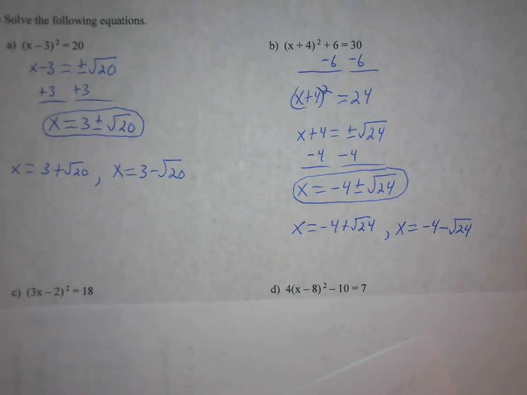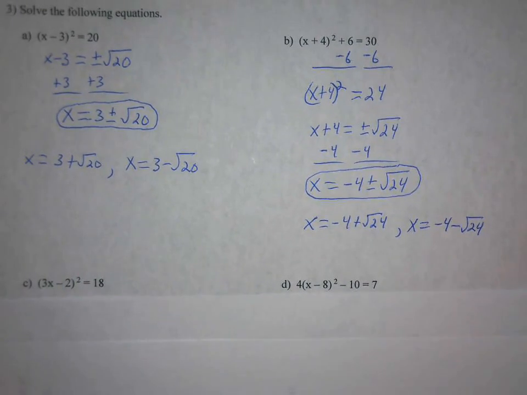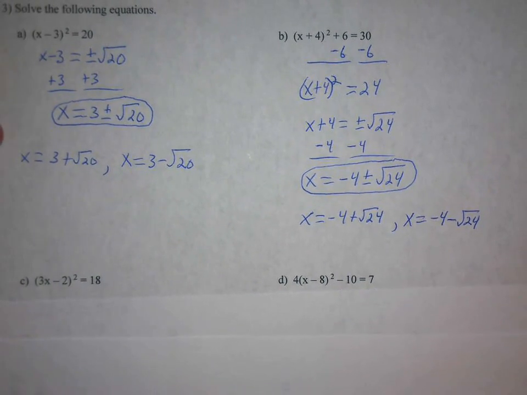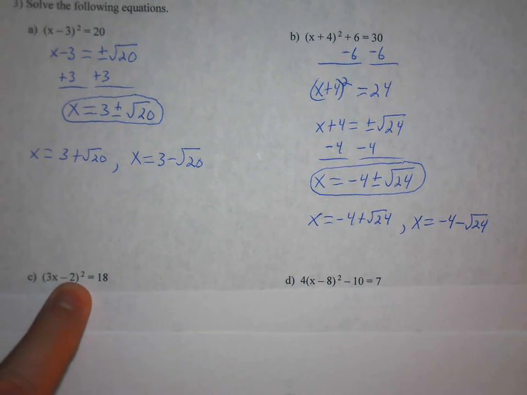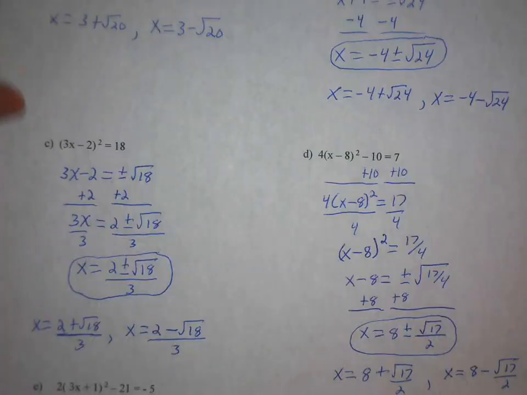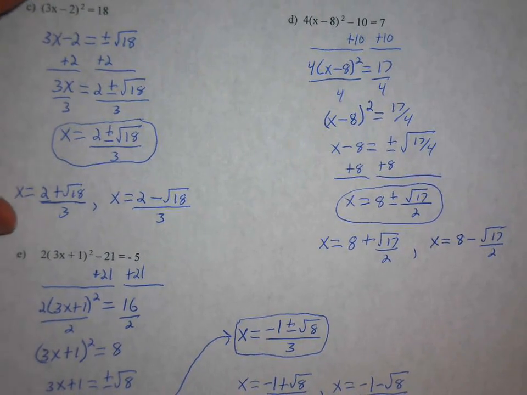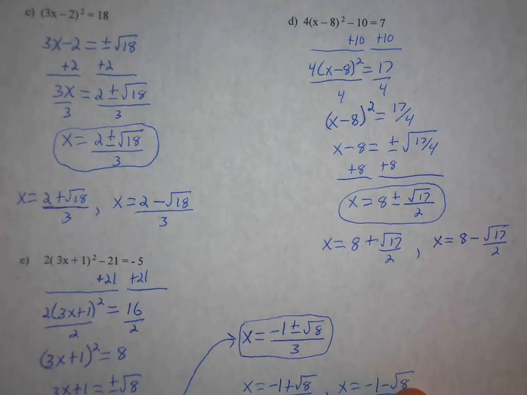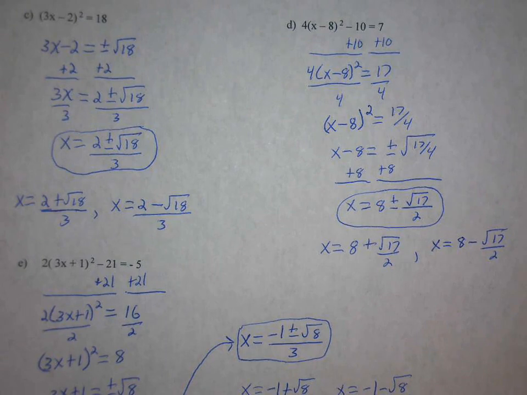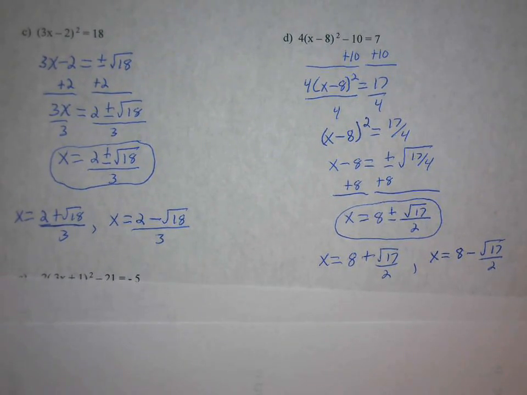Okay, so if you go through and try the rest of these, I'll put the answers up. And these are tougher questions. Okay, these are not obvious to do. But again, isolate the squared term and then do plus or minus the square root. Okay, they're not all going to fit on here, but there's C and D.